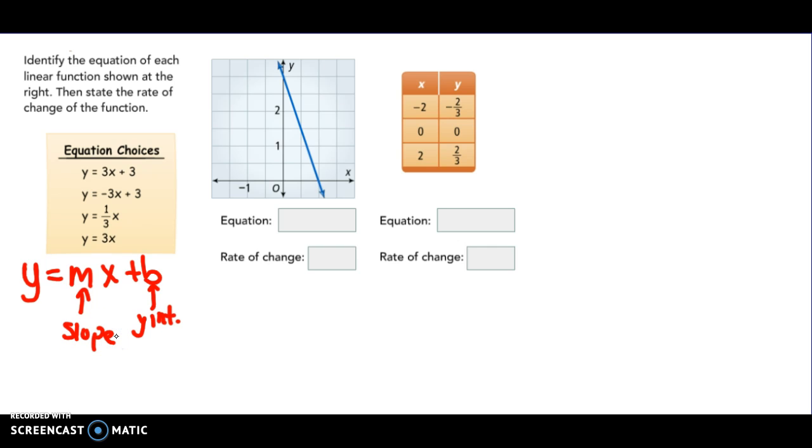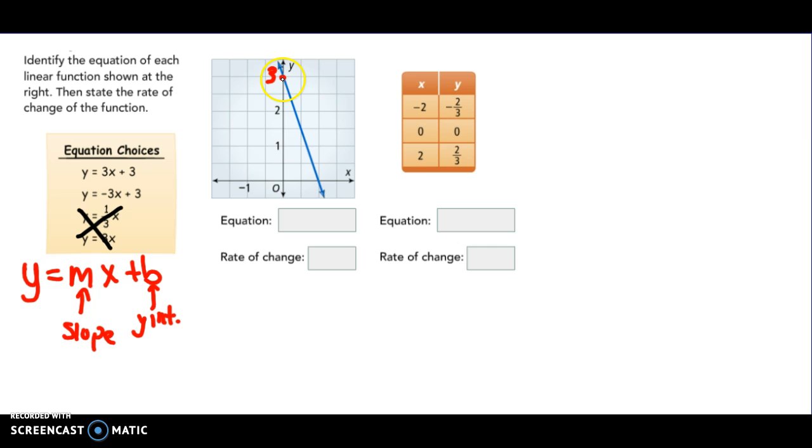So for our graph, let's start at where we see the y-axis intersect with our graph. This value is considered 3. So we know that our equation, our b value, has to be 3, which means we can eliminate these bottom 2. Now we need to figure out what is our slope.